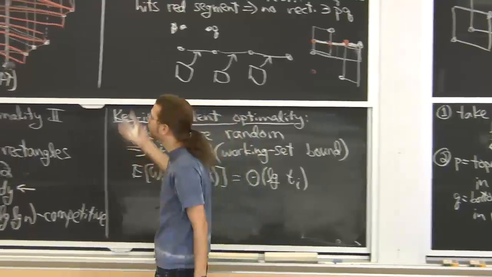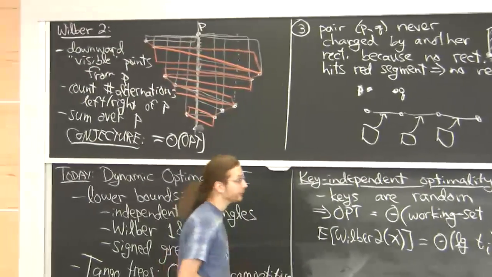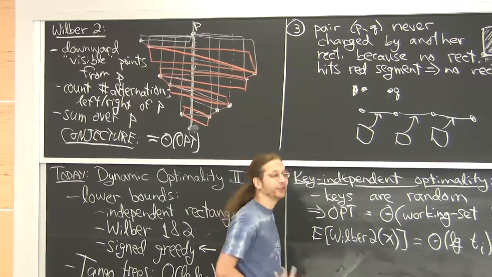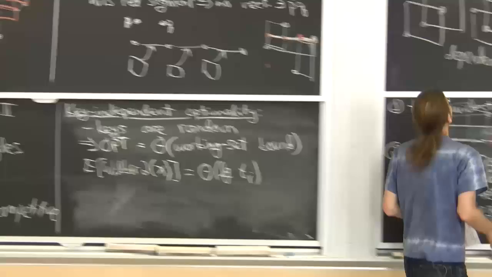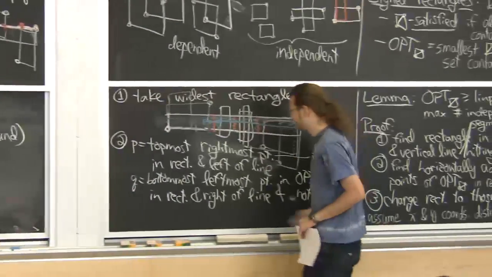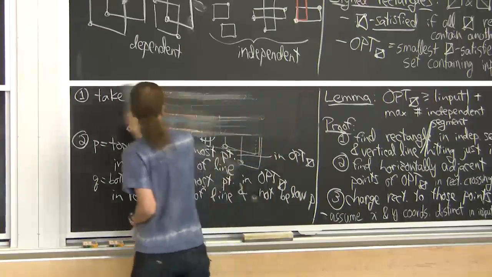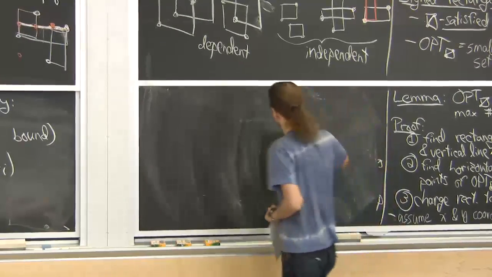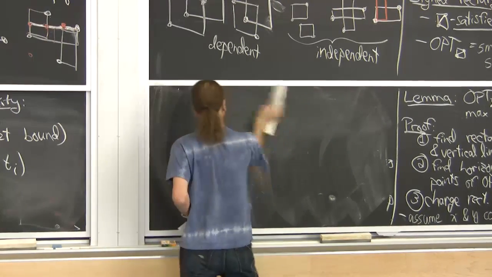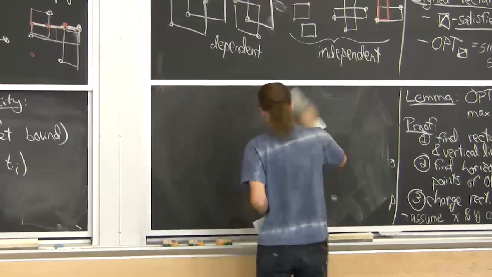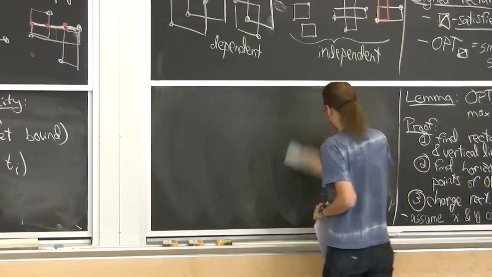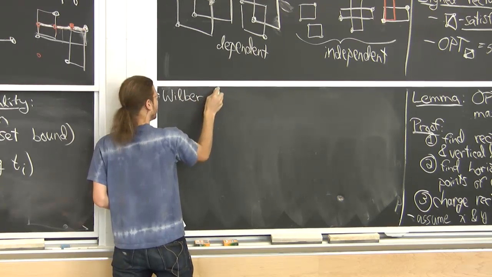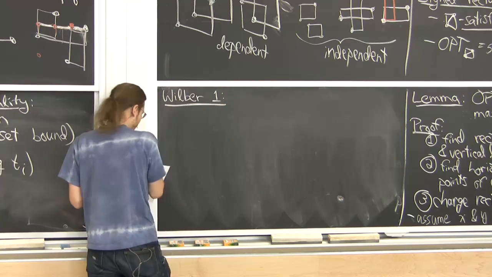That's unfortunately all we know what to do with Wilber 2. But there's this other bound, Wilber 1, which seems less good, yet we can do a lot more with it. So let me go to that. It's a lot easier to analyze algorithms with respect to Wilber 1. What's Wilber 1?